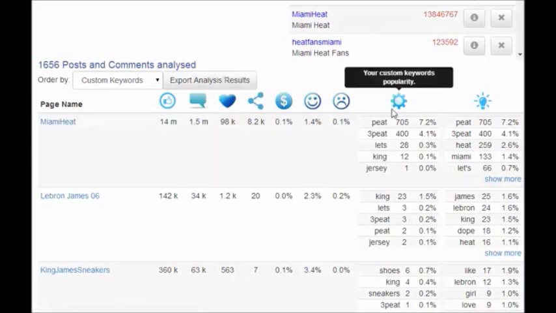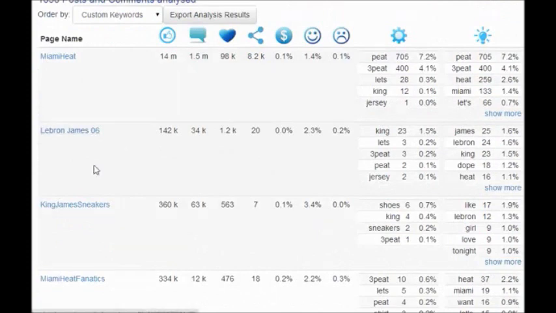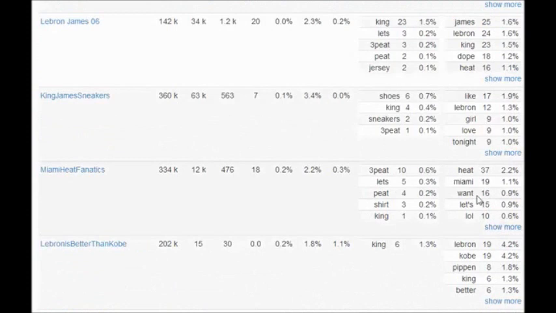So from scanning through this, we can see that we don't really want to advertise to the fan pages that relate to King James or LeBron James or his sneaker brand or any of that kind of stuff, because the percentages aren't particularly high. We want to focus on the Miami Heat related fan page. And if we scroll down, you'll see that again, the Miami Heat page is pretty high as well.